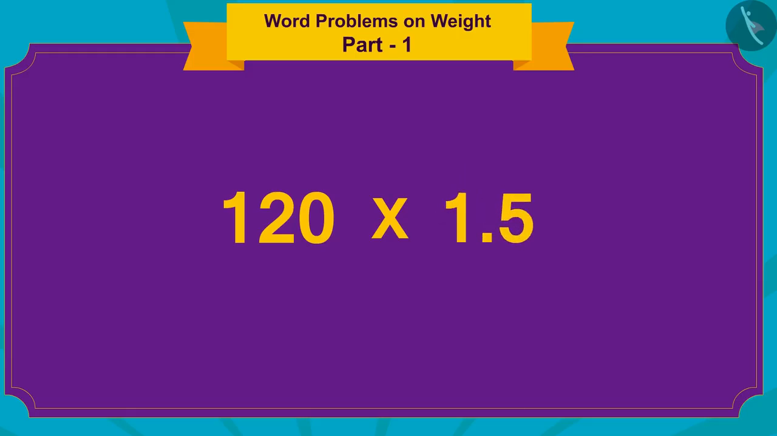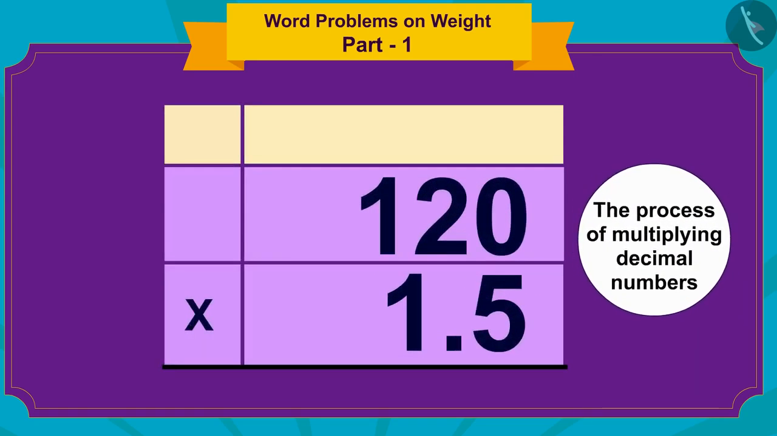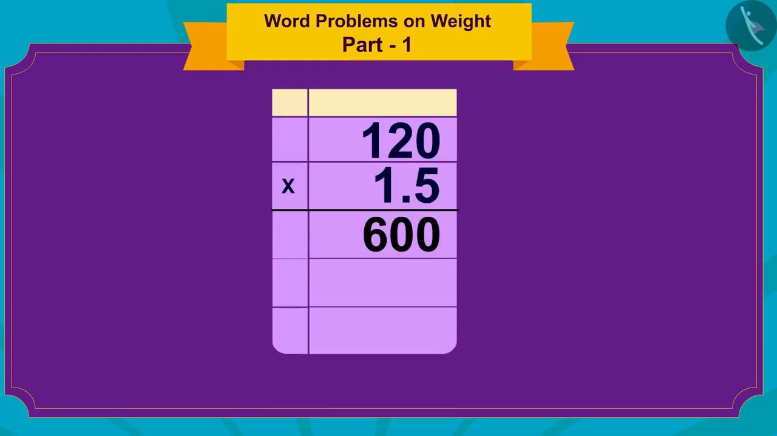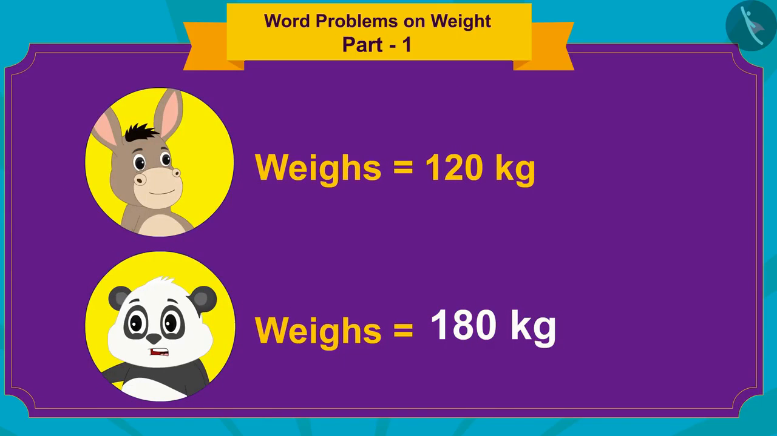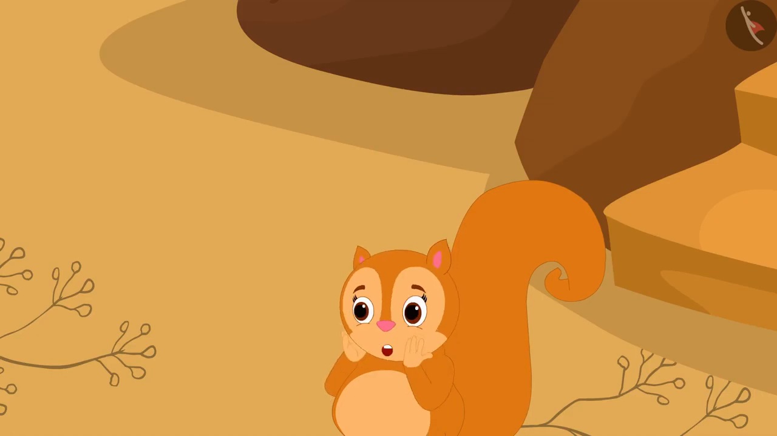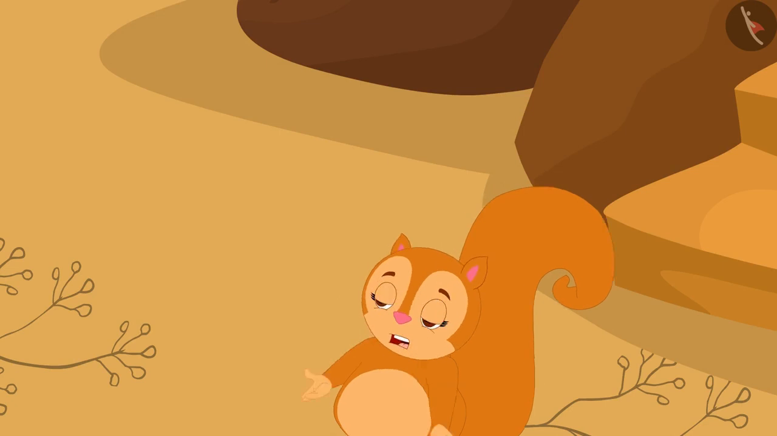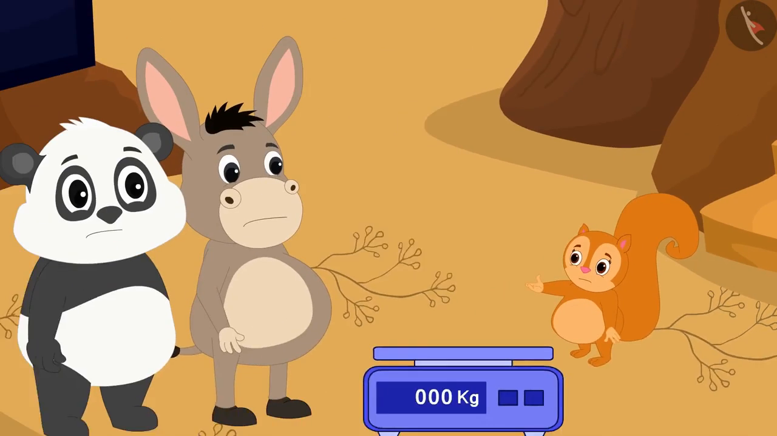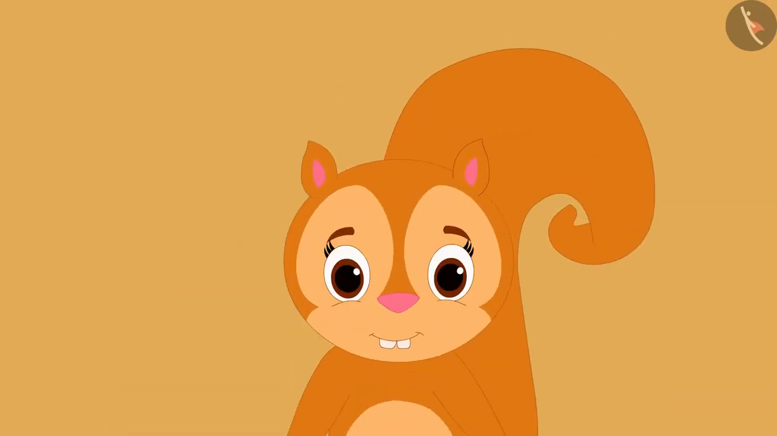Children, do you remember the process of multiplying decimal numbers that we learned? Let us do this multiplication quickly. Golu weighs 180 kilograms. "180 kilogram. I will faint. Let me quickly measure my weight," Chanda said to Golu and Bhola and stood on the weighing scale.